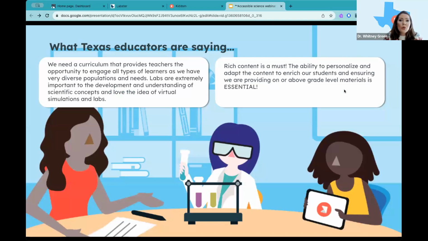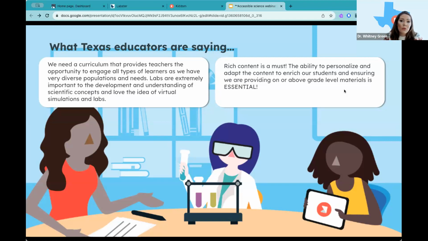So this is two things that we have heard comprehensively from some of our larger districts inside of Texas. And as you can see, the first one is really talking about we need a curriculum that provides teachers the opportunity to engage all types of learners, as we have very diverse populations and needs. Labs are extremely important to the development and understanding of scientific concepts, and love the idea of virtual simulations and labs. I hope a lot of you are cheering, thumbs up, clapping, snapping, going, yes, we feel the same way, because we're hearing this a lot within the educational field within Texas.